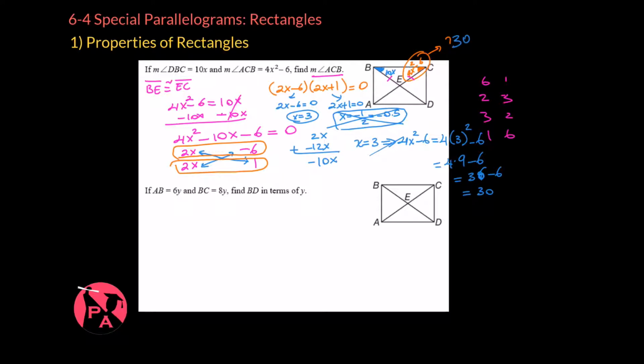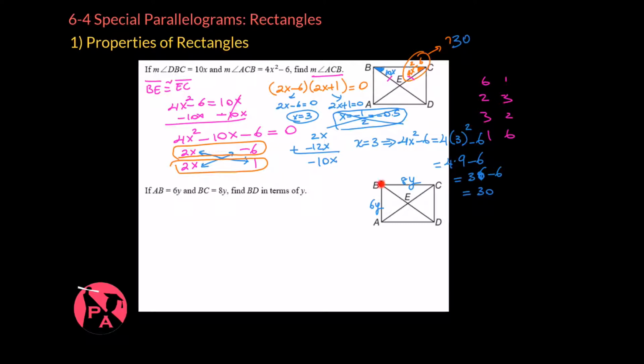Now, the next question, we have a rectangle again. If AB is 6y, so let's figure out where AB is. It is 6y right here. BC is 8y. The longer side of the rectangle is 8y. The shorter one is 6y. Now we need to find the length of BD, which is one of the diagonals, in terms of y.